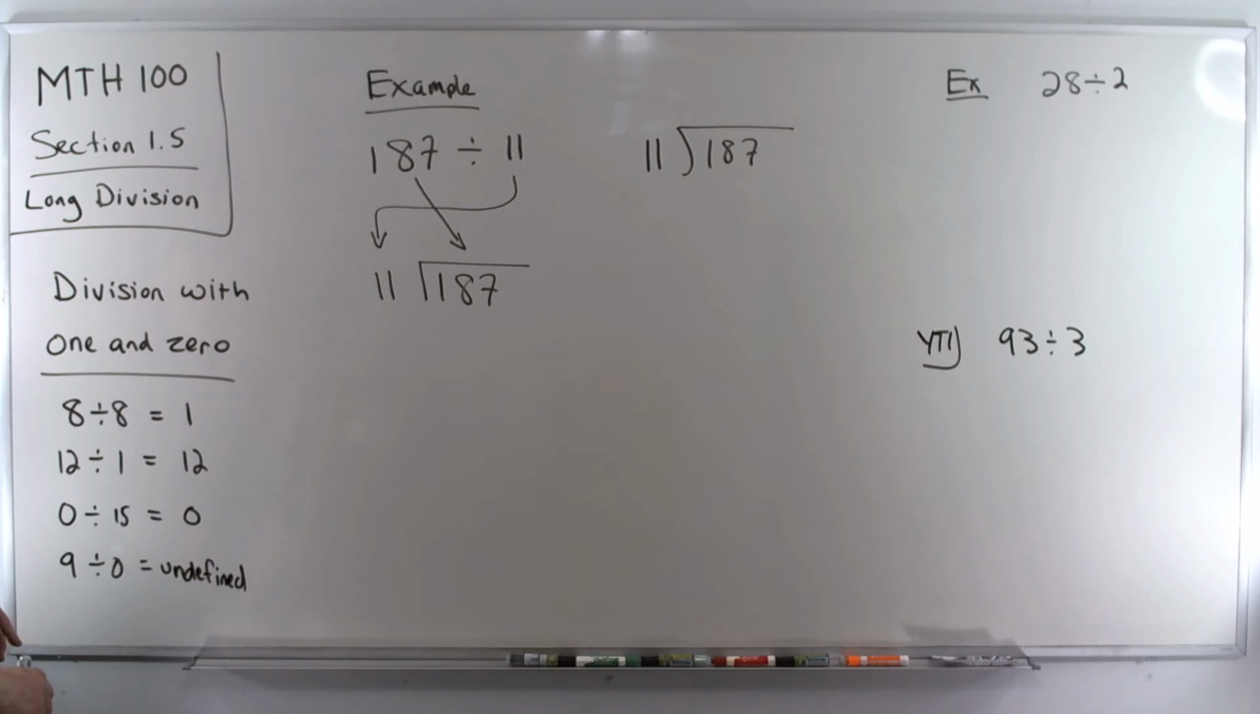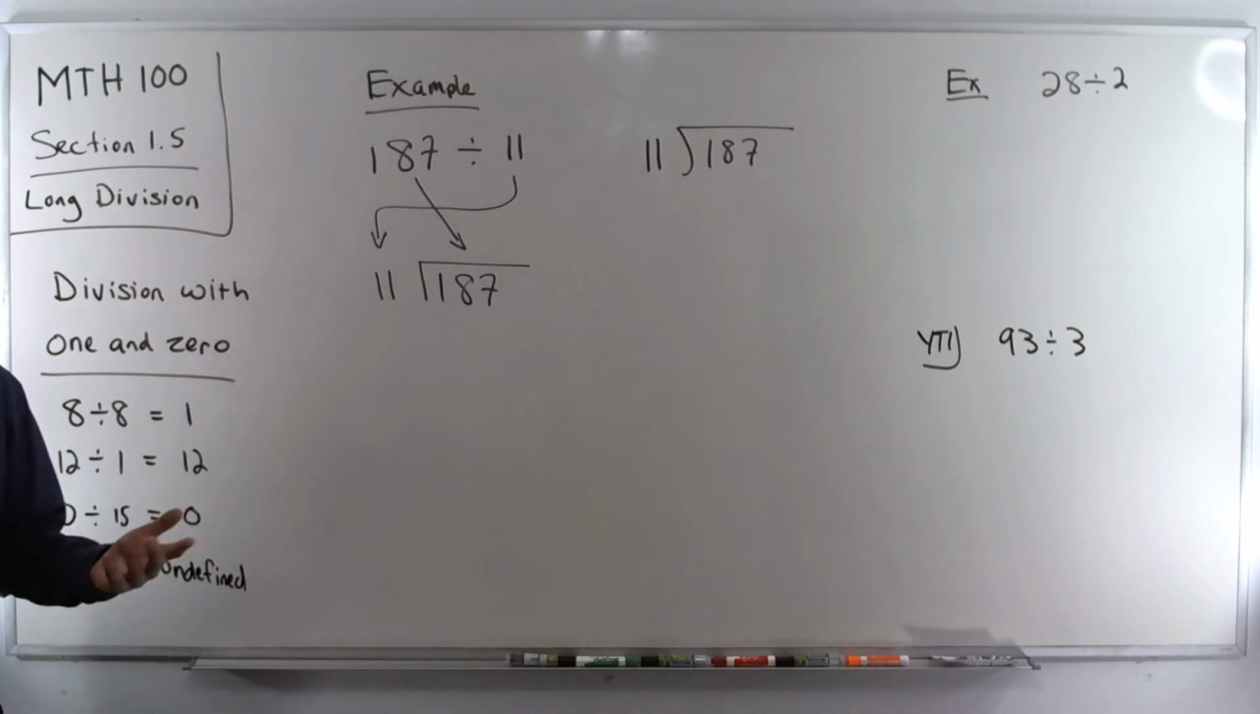And we can think through all these this way. Here we have 0 objects. 0 divided by anything is going to be 0. So we have 0 objects. We're going to put them into piles of 15. How many piles of 15 can we make out of 0 objects? Well, we can make 0 piles.